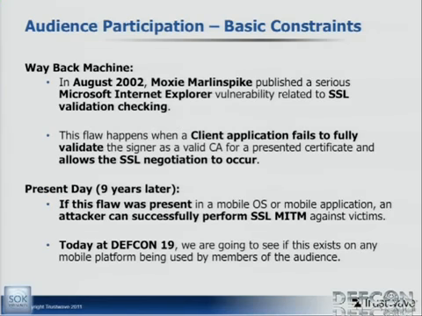So a little bit about what we're going to test. If you take the Wayback Machine, jump in the time machine, and go back to 2002, Moxie actually published a serious Microsoft Internet Explorer vulnerability. It was related to SSL validation checking. This flaw happens when a client fails to validate the signer as a valid CA. It allows an SSL negotiation to complete because, from its perspective, it found a chain. Chains are unrelated to whether or not the cert is allowed to be a signing CA.